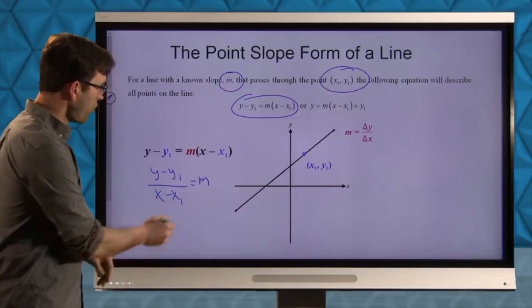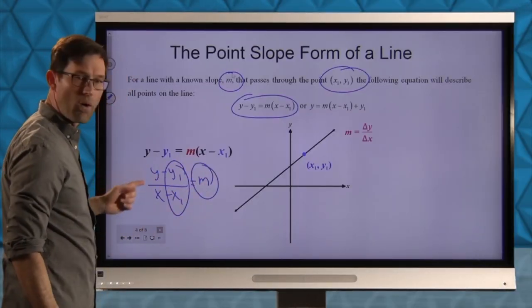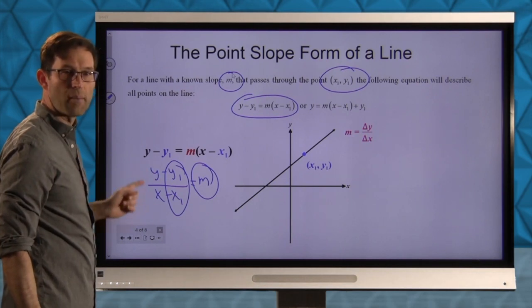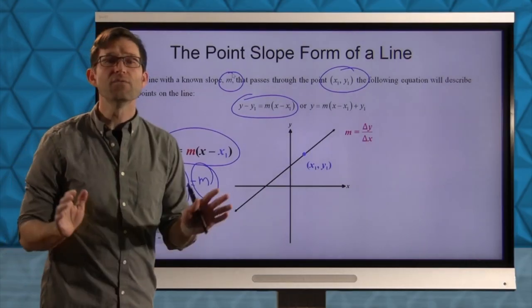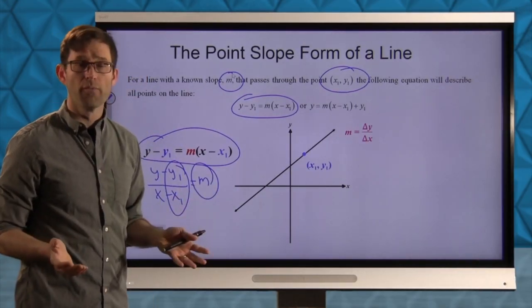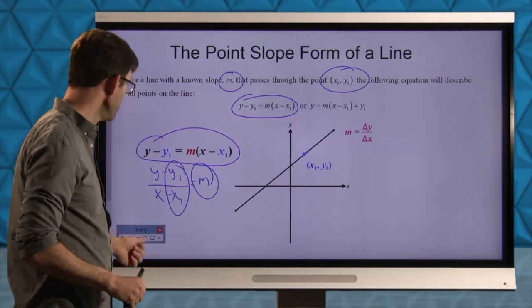In other words, I've got a point that I know, I've got a slope that I know, and then I've got all the other points I don't know, x comma y. Rearranging them, I can get this point-slope form of the line. It is very easy to use the point-slope form, so let's jump right into it now and get some practice.